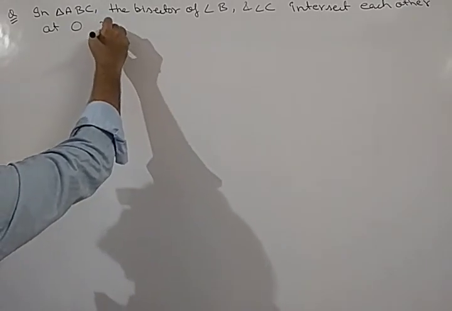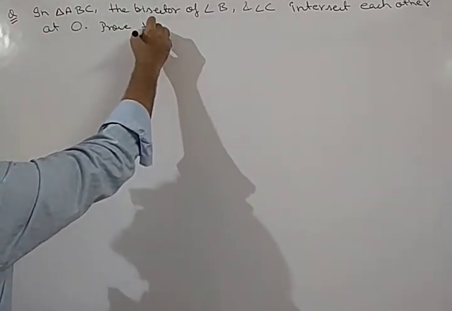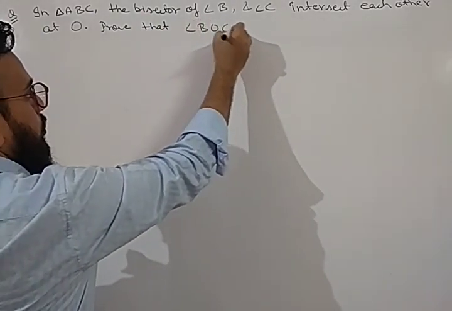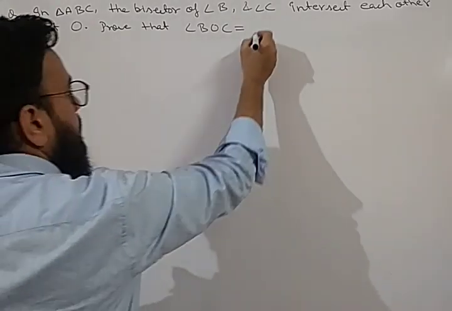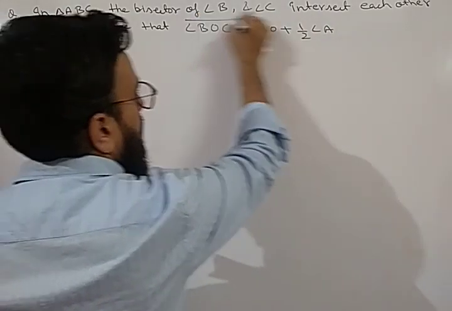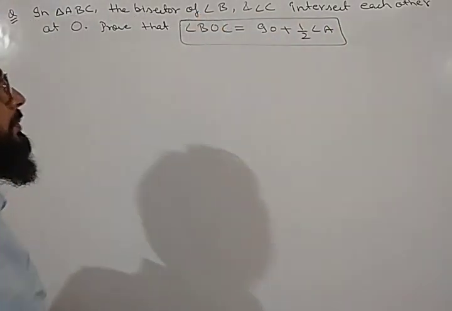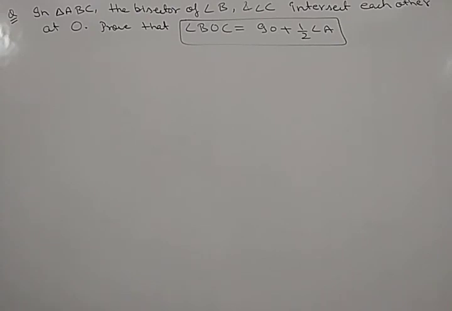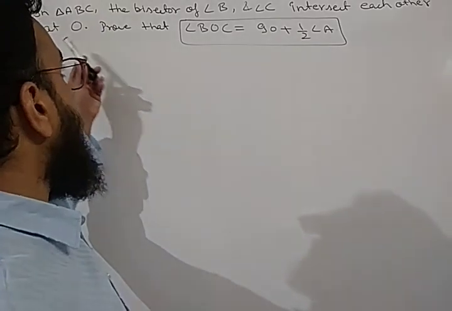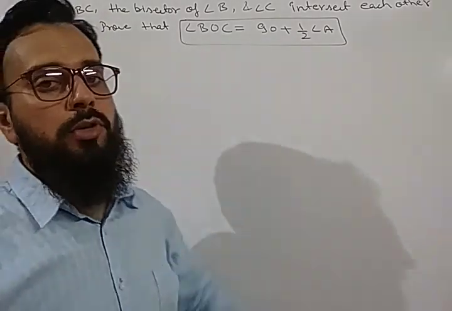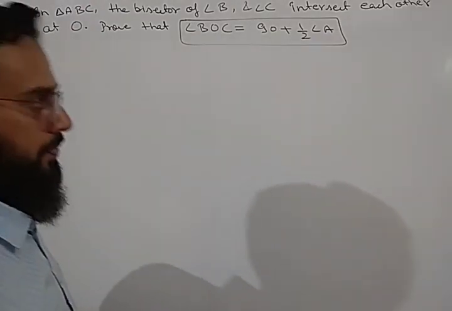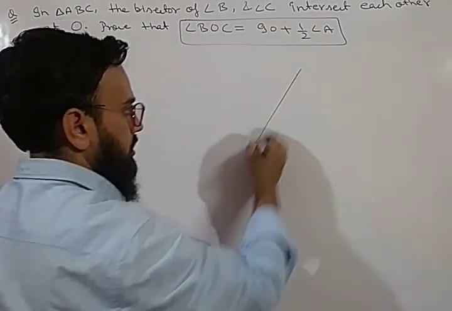Then prove that angle BOC is equal to 90 plus half of angle A. So this you have to prove now. In a triangle ABC, the bisectors of angle B and angle C intersect each other at O. We have to prove angle BOC is equal to 90 plus half of angle A. So first thing, we have to draw the figure. So let us draw the figure first.